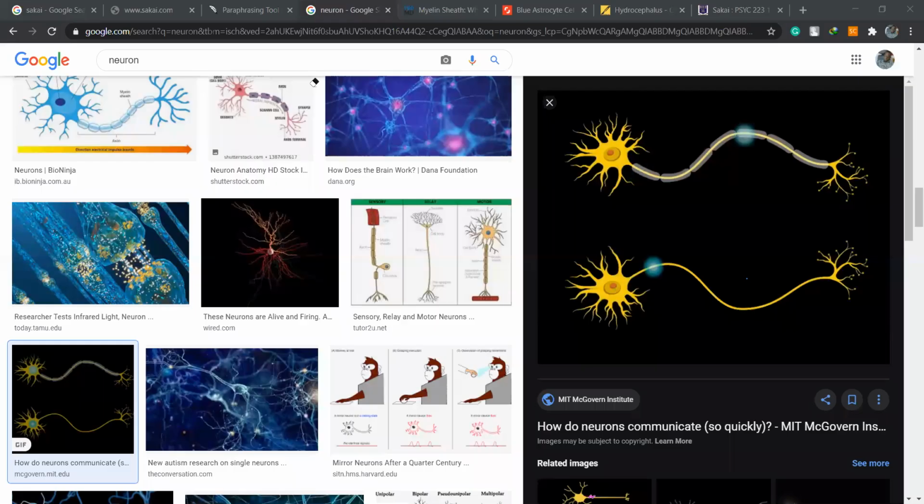So this part, let me draw, Charlie. Draw. Hey, so these parts are normally known as dendrites. They are normally referred to as dendrites. Dendrites.